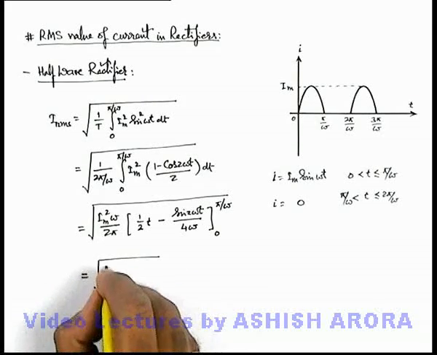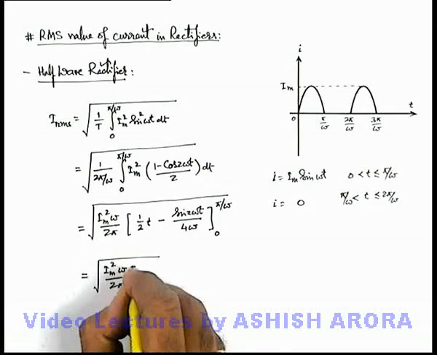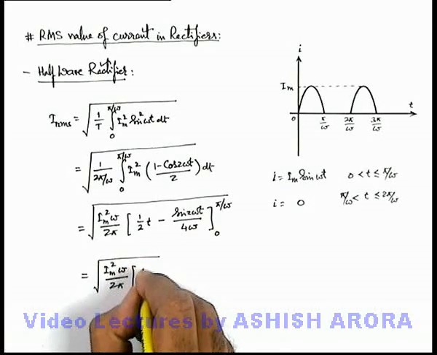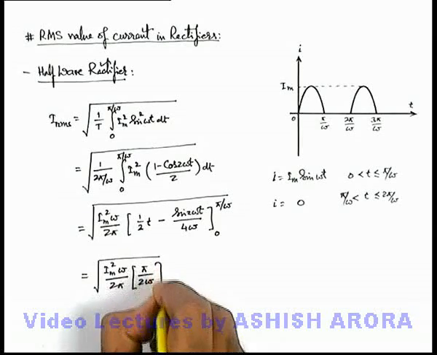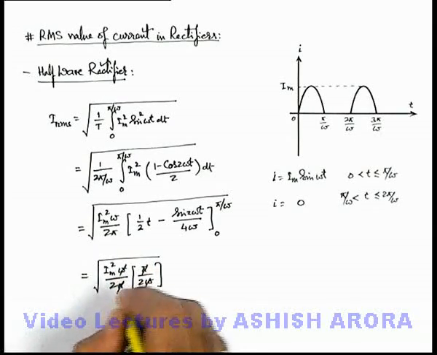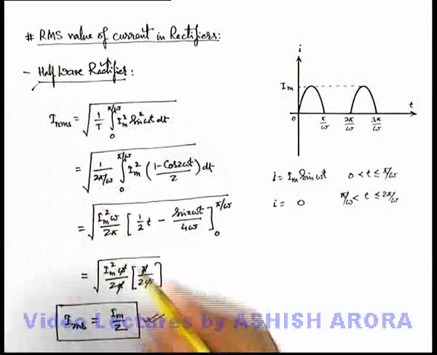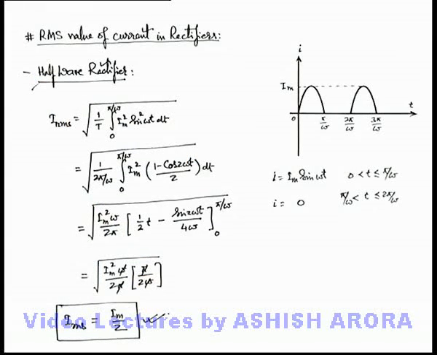So it will be under the root Im square omega by 2 pi, times pi by 2 omega. In this situation, omega gets cancelled out, and pi also gets cancelled out. The result we get for the RMS value of current is Im by 2. That is the root mean square value of current for a half wave rectifier. On the next sheet, we'll continue the calculation of RMS value of current for a full wave rectifier.